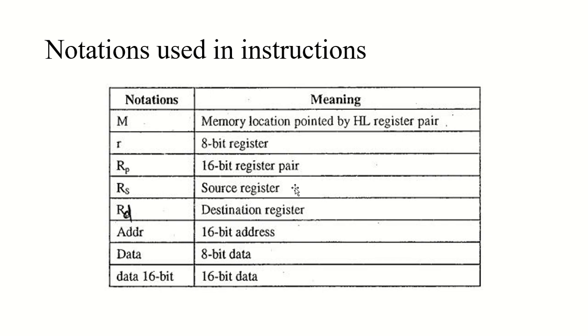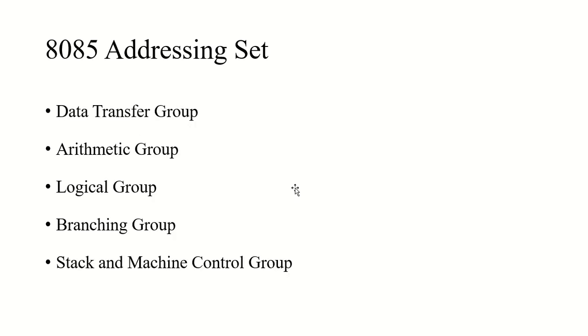We use R for the 8-bit register, capital R for 16-bit register, RP for 16-bit register pair, RS for the source register, RD for the destination register. We use addr for 16-bit address, and we use data for 8-bit data, and data 16 for 16-bit data. Now let's discuss all these groups one by one.